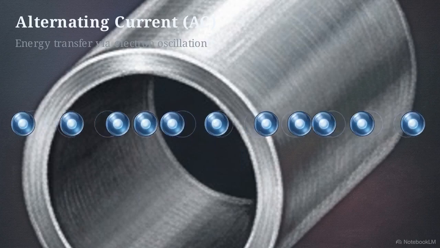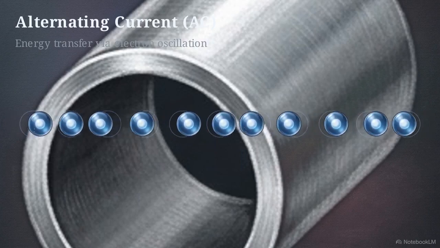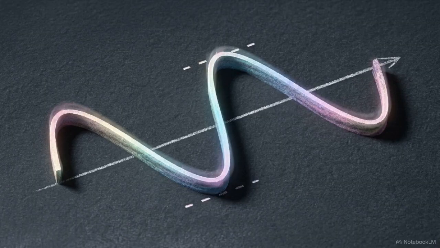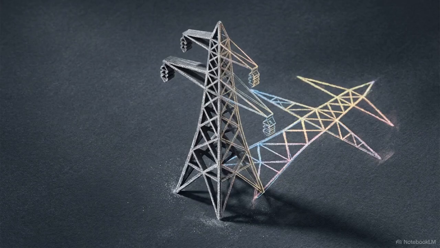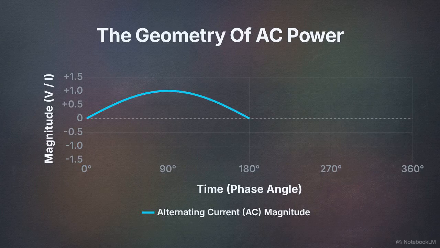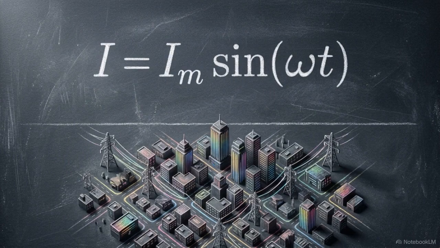The electrons vibrate in place, pushing and pulling on each other rather than flowing in a single stream. This oscillating model is known as alternating current. It defeated direct current in the late 19th century to become the global standard for power distribution. To understand exactly how the grid functions, we have to look past the steel pylons and copper wires. We have to examine the strict mathematical geometry of the power itself. Alternating current operates as a precise mathematical function that physically dictates the engineering requirements of global infrastructure.